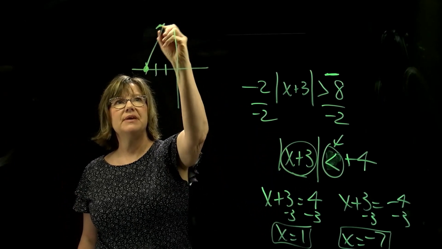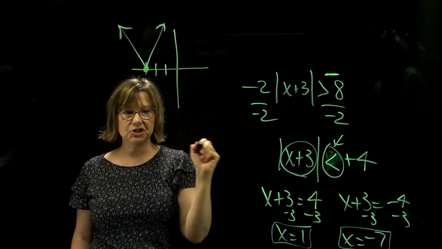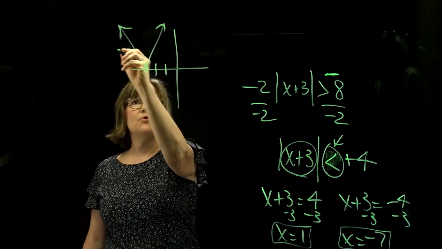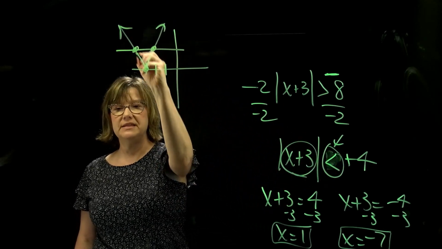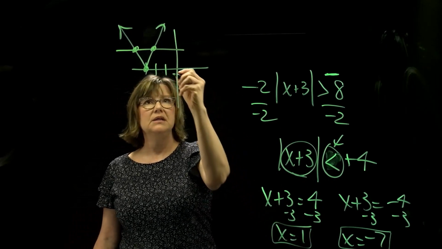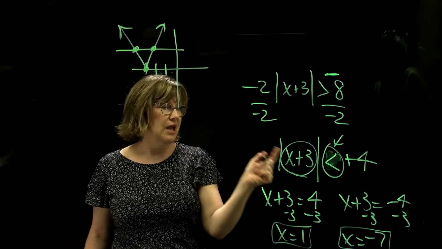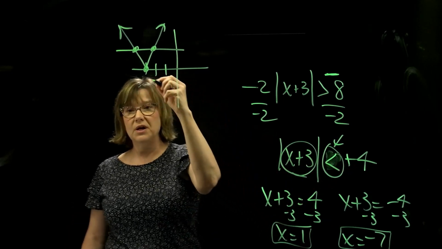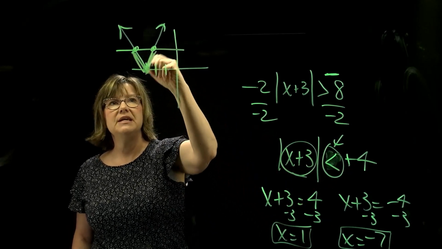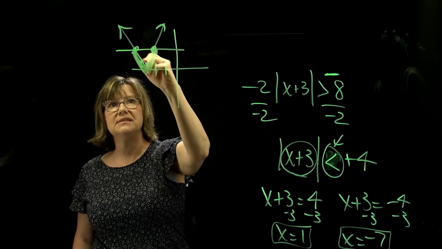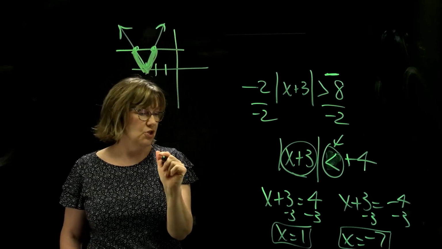So I'm just going to make, and again, this is just a rough sketch, and then I want to know where it crosses 4. Okay, so it's going to cross at these 2 key points, 1 and a negative 7. I want my function to be less than 4. So I know the output is less than 4 down here. So what is that answer?